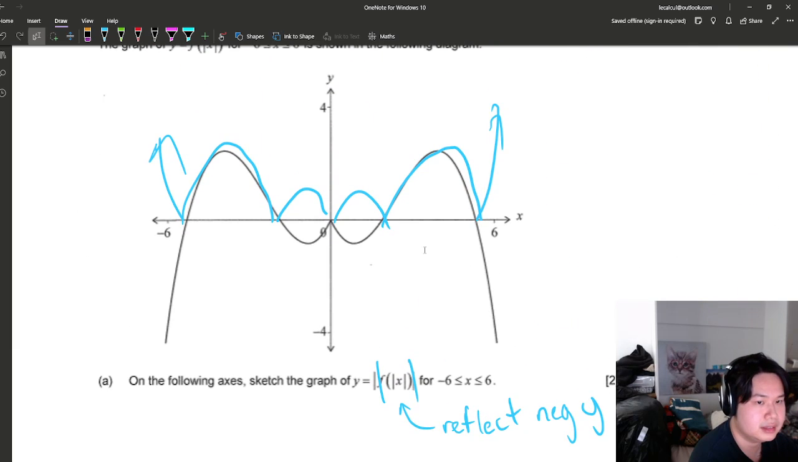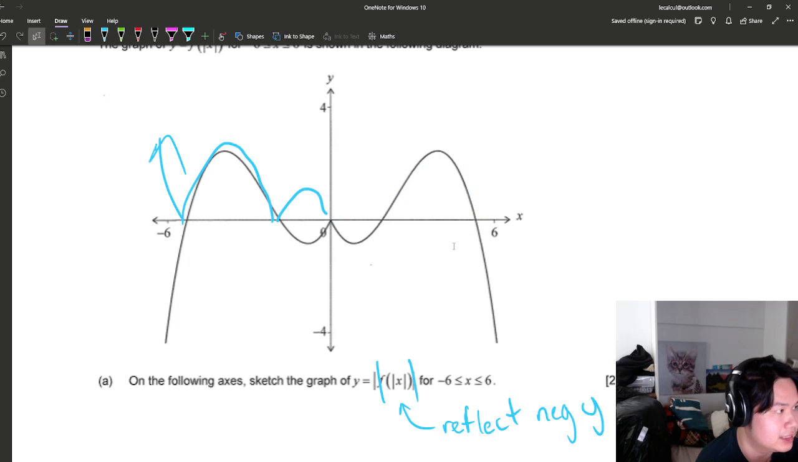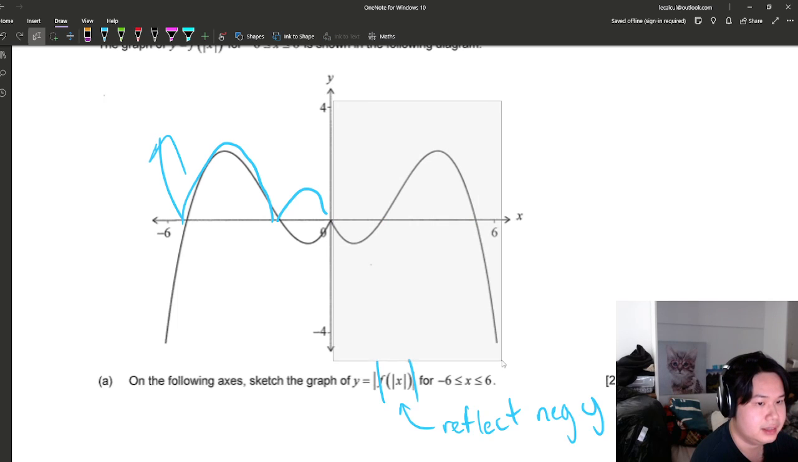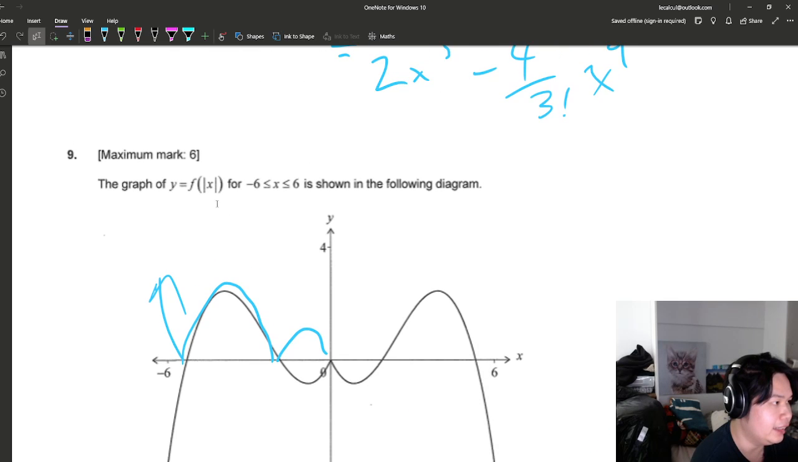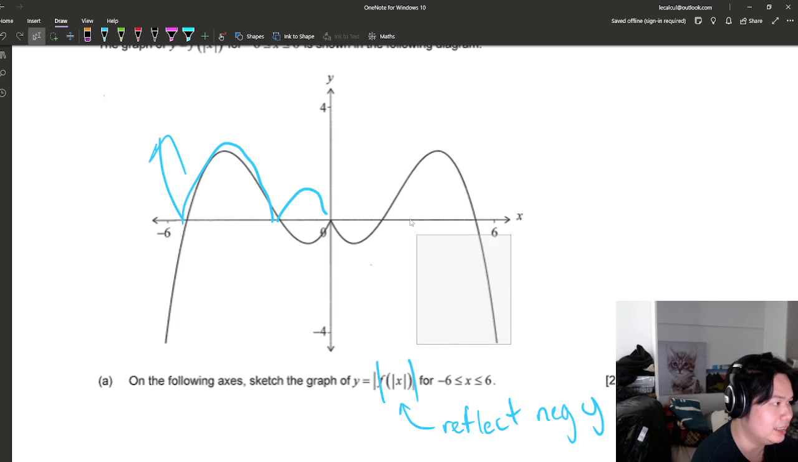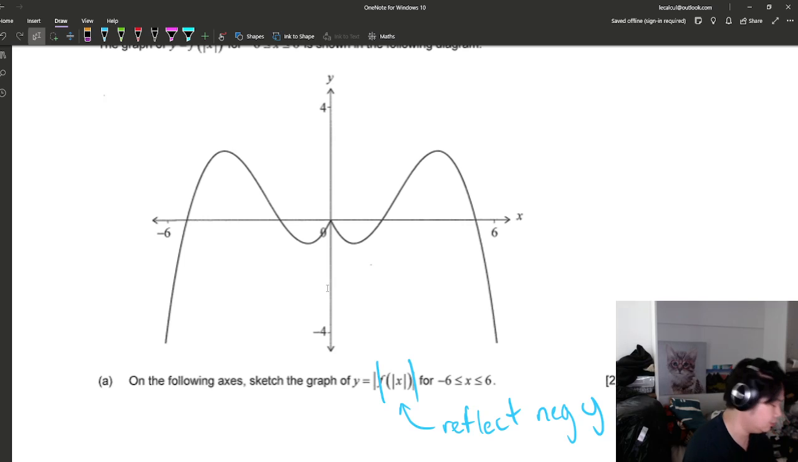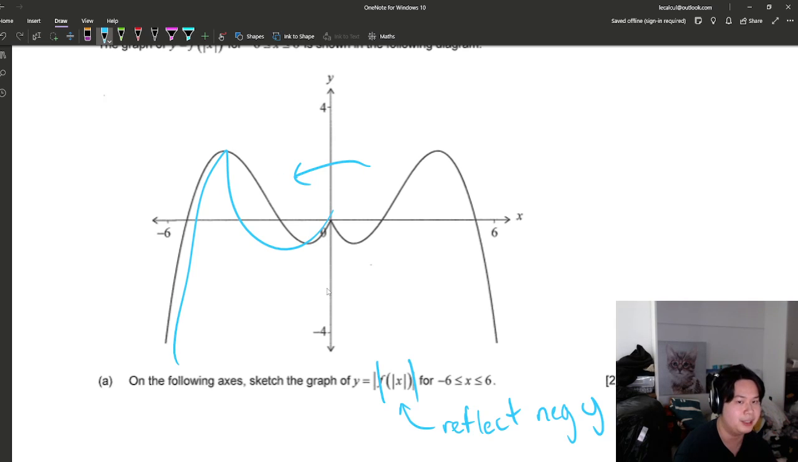So in the black, I'll just get rid of this for a second. This is the right half of the original f. And then what we did to get the absolute value x graph is we just take this and then we reflect it over to get this part.